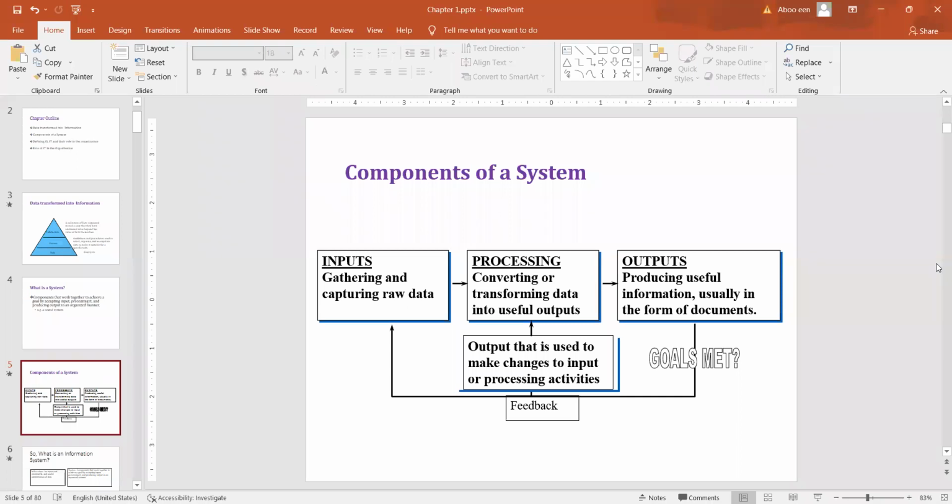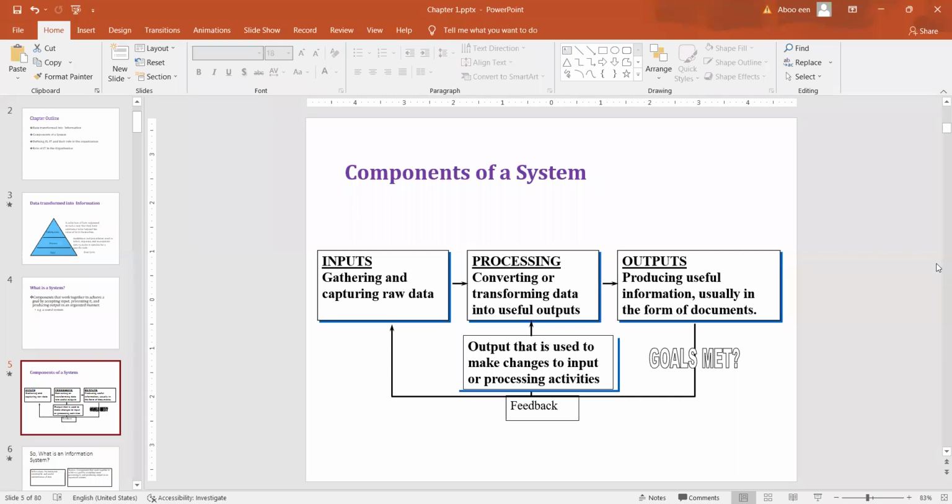In the processing component, we convert or transform data into useful output. They can include sorting, such as ascending or descending order, manipulation, calculations, or mathematical operations like addition, subtraction, multiplication, and division. So any kind of processing: converting or transforming data into useful output.